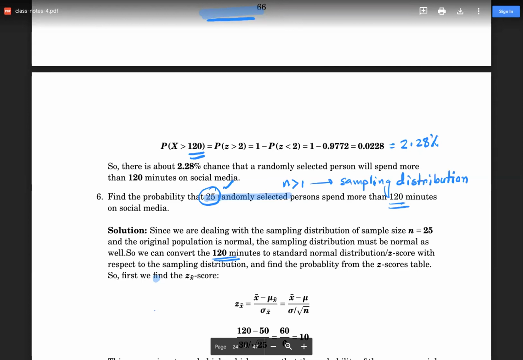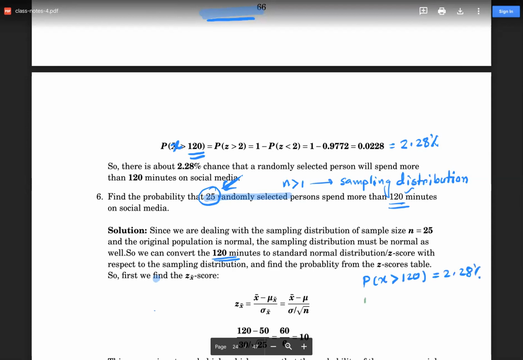For one person, 120 minutes makes sense. But for 25 people, you cannot say that just 25 people do more than 120 minutes. It is the average of those 25 people that is more than 120 minutes. Last time we found the probability of x greater than 120, which is 2.28%. This should be lowercase x.